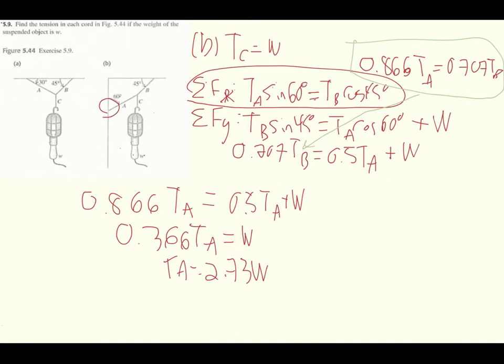I didn't make any prediction about TA. But we can now find out what TB is going to be. I said TB would be a lot bigger, and let's find out if it is. So over here we said that 0.866 times 2.73 W equals 0.707 TB. Oops, sorry, I made a mistake here. This shouldn't be that. It should be weight.